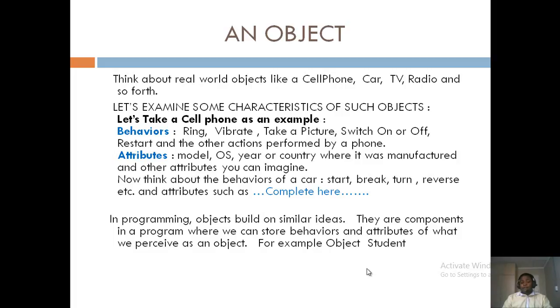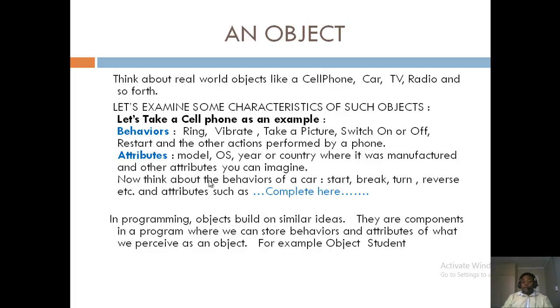Here's an example. Your cell phone. Your cell phone has a number of things that it can do, and that is known as the behaviors of your cell phone. For example, your cell phone can ring, or it can vibrate, it can take a picture, or it can switch on or switch off. Okay, you can restart your phone, and so many other actions that your phone can perform. Now all these are the behaviors of the phone.